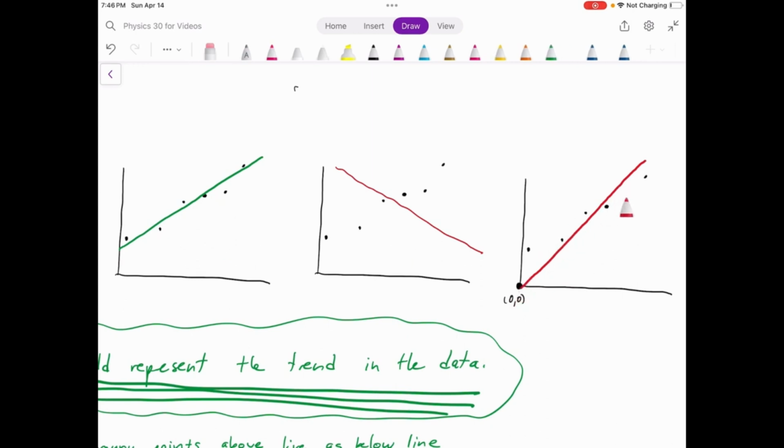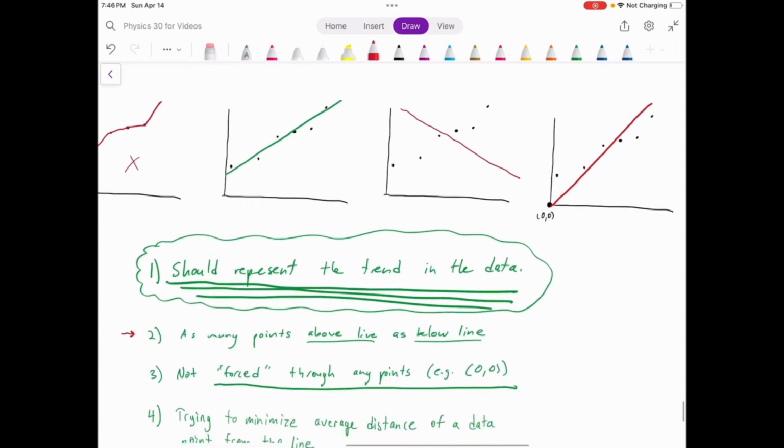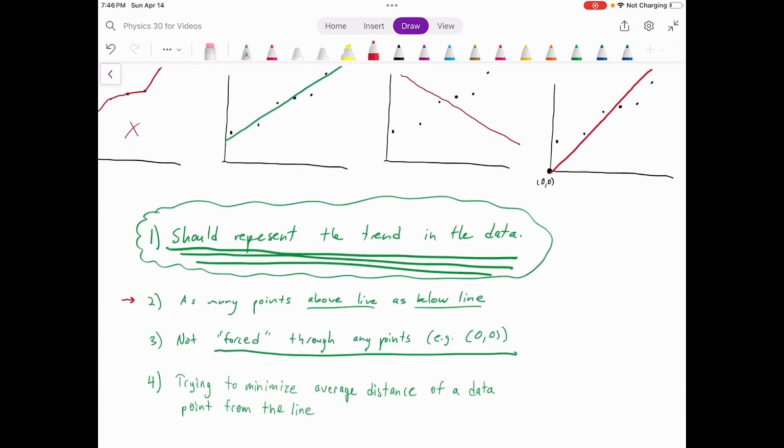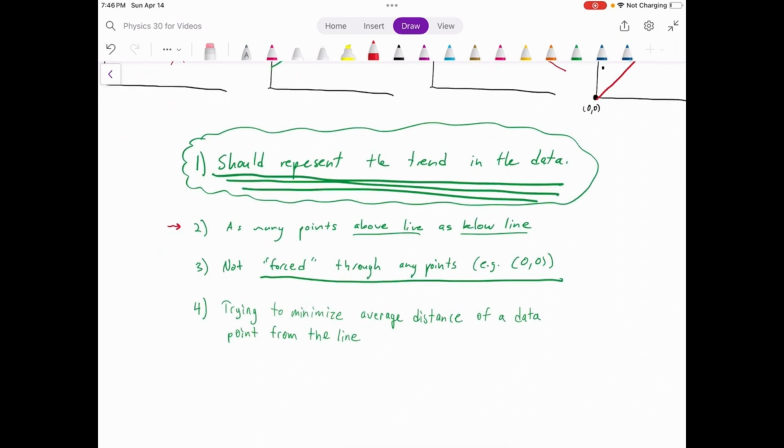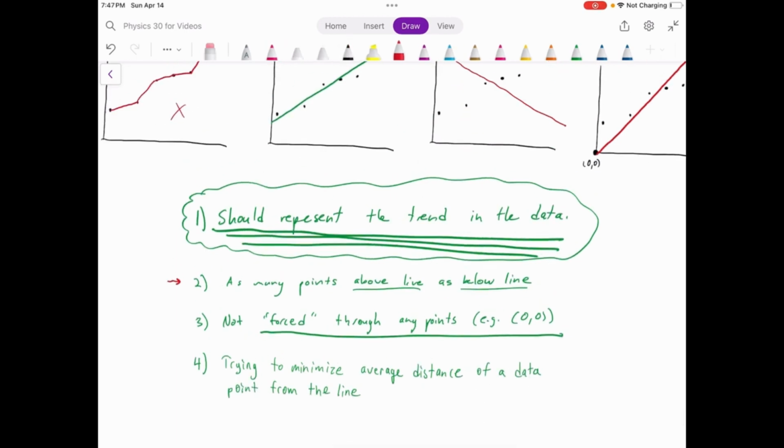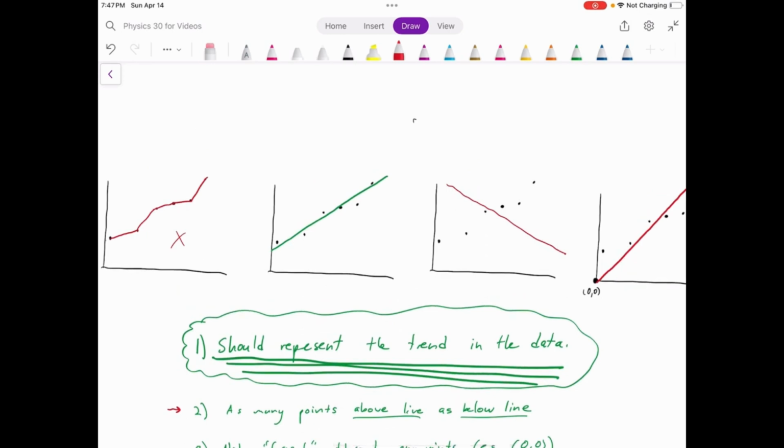Compare how this represents the trend in the data to this one. Doesn't this look a lot closer, right? This looks a lot more close to what our data points individually were suggesting. One way we can think about it, I like this as a way to check your work: have you minimized the average distance of a data point from the line? Meaning, overall, have you made it so that the points are, on average, as close to the line as they could be?